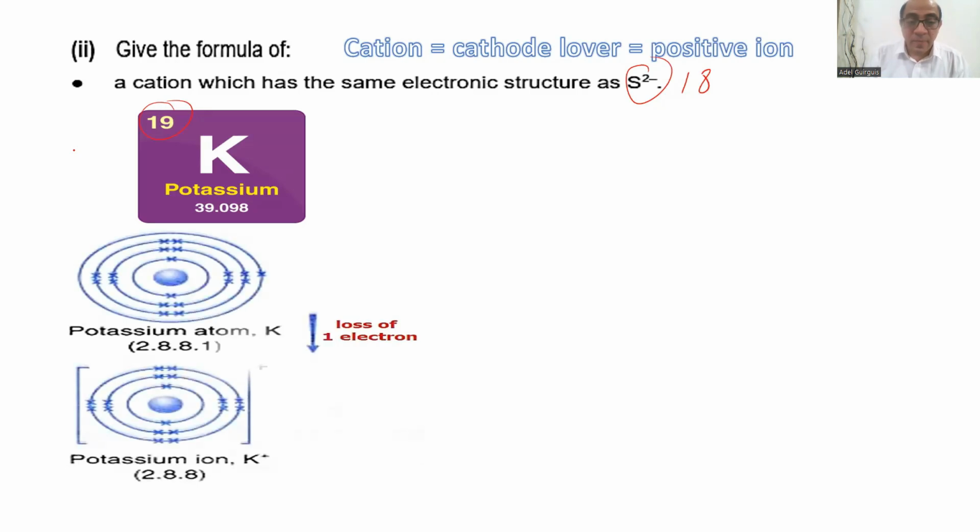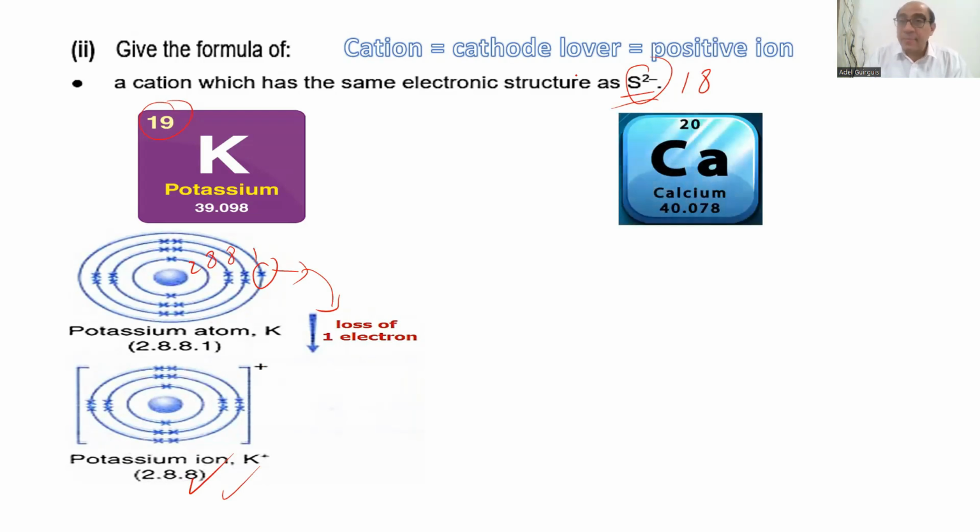Look, please. Here 2, 8, 8, 1. The outermost electron is lost during chemical reaction. Loss of 1 electron is an oxidation process. So it becomes 2, 8, 8, similar to the sulfide ion.